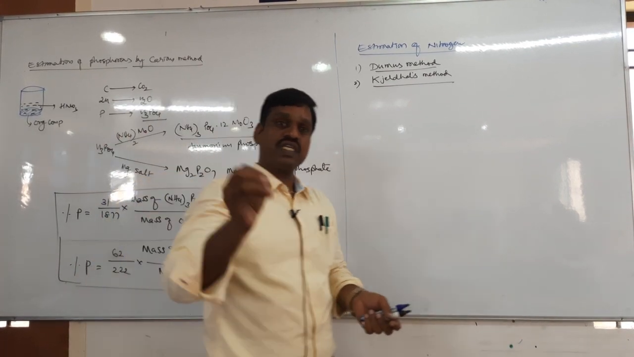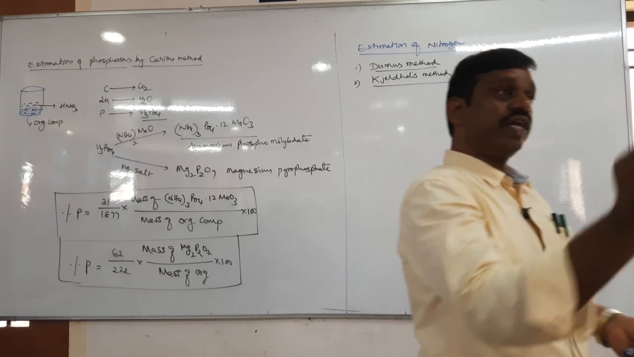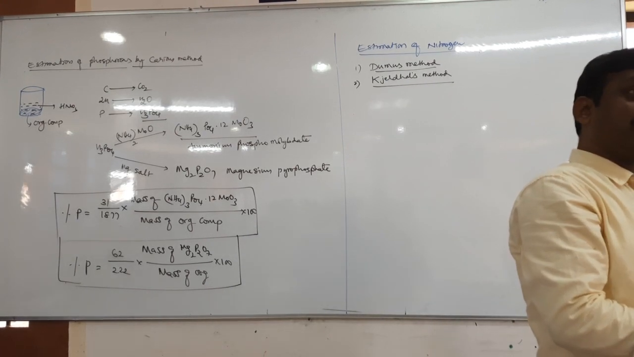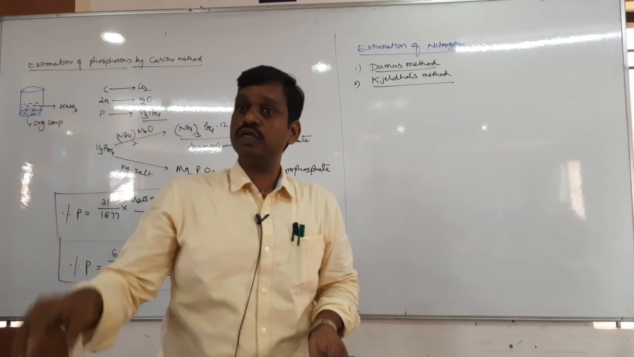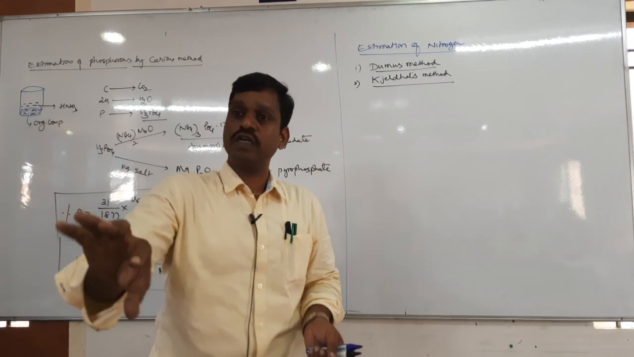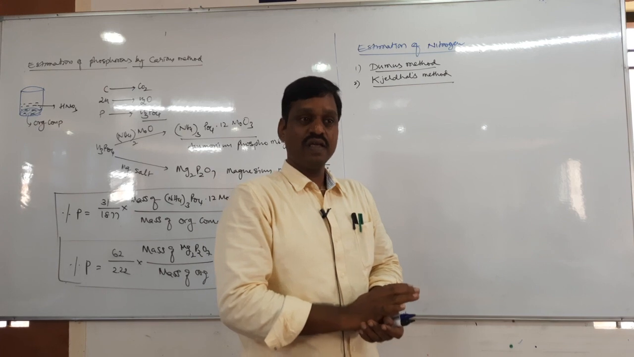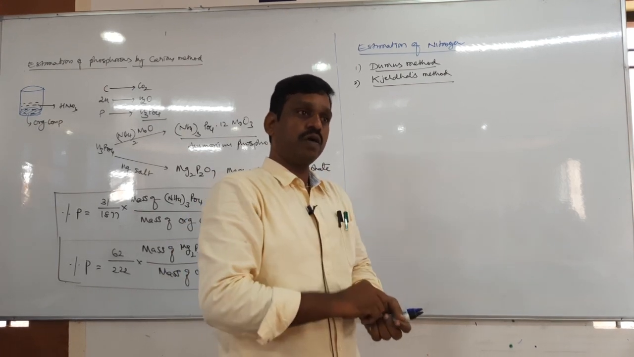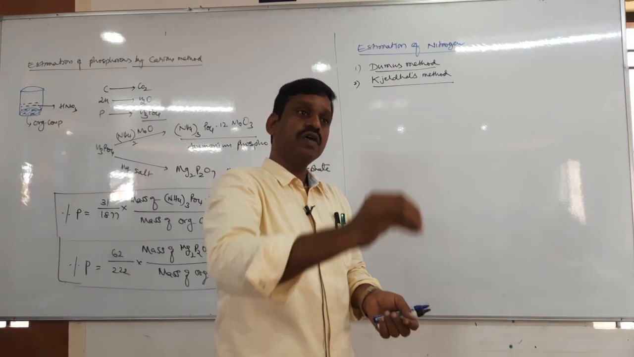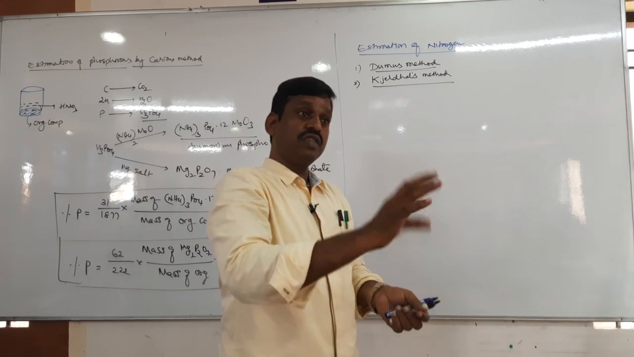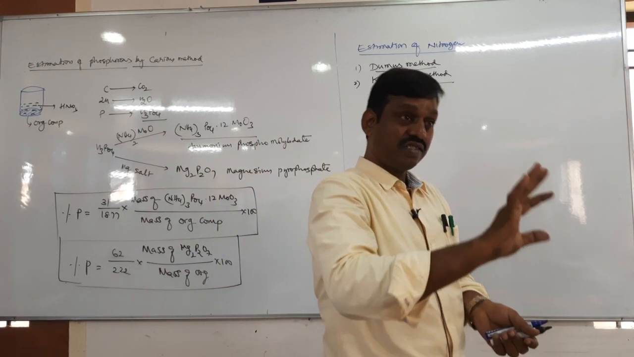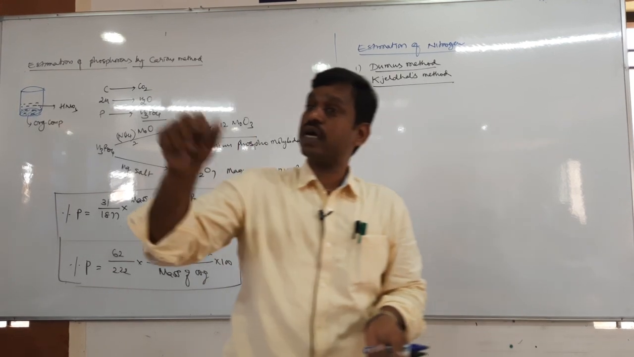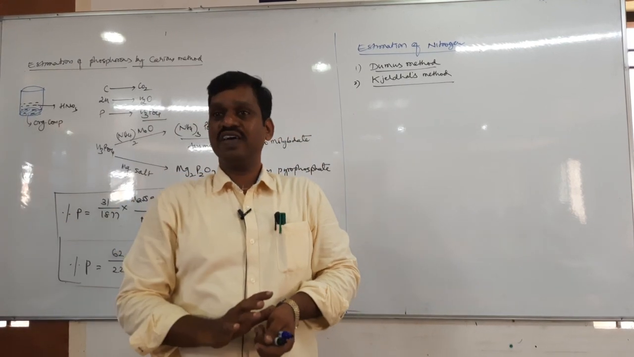But two is required. The difference is, in one method the nitrogen present in the organic compound converts into dinitrogen, right? In another method, the nitrogen present in the organic compound converts into ammonia. It means you take an organic compound and heat it; if it has nitrogen, that nitrogen may come out as N2 gas. Sometimes that nitrogen may come out as ammonia.